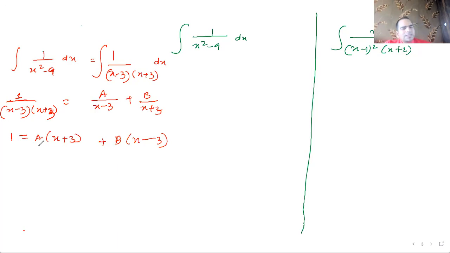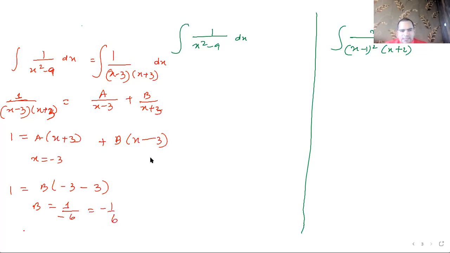So once again, you can take x as negative 3. If I take x as negative 3 here, this becomes 0, but the other bracket will be b times negative 3, which is b equals 1 over negative 6, which is negative 1 over 6.